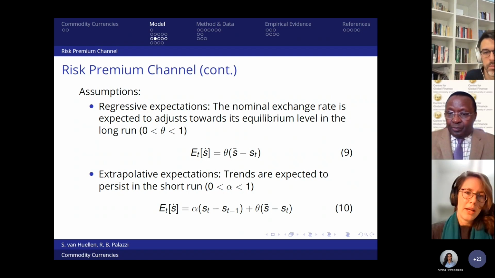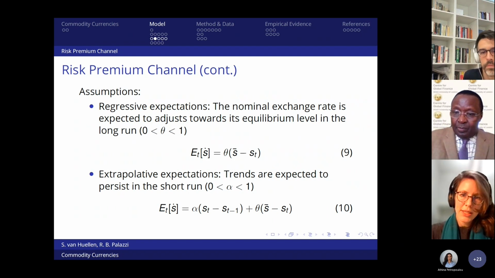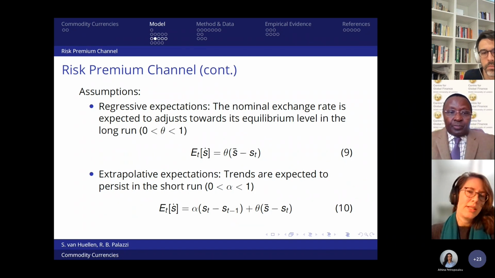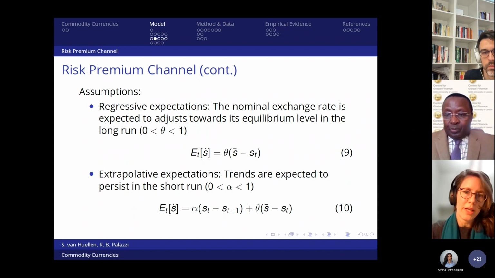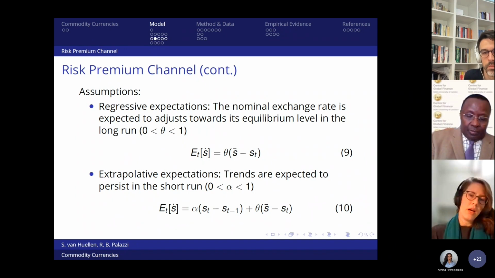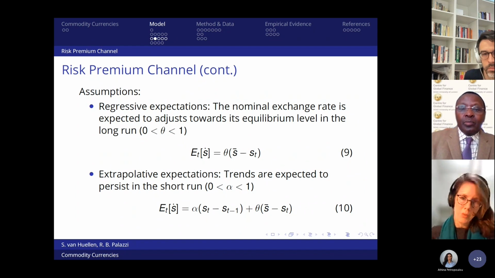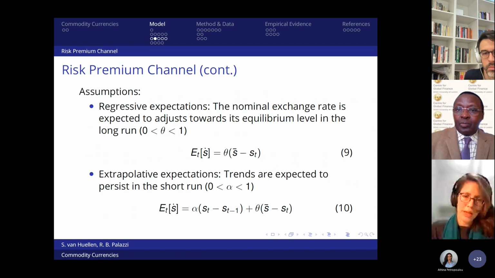We also assume that there are some extrapolative traders, with extrapolative expectations, which means that trends are expected to persist. So these are, if you want, some uninformed traders, and the others are some informed traders, and these together form the dynamics of the nominal exchange rate and to what extent and how fast it adjusts to its equilibrium level, here defined as purchasing power parity in terms of trade forms.